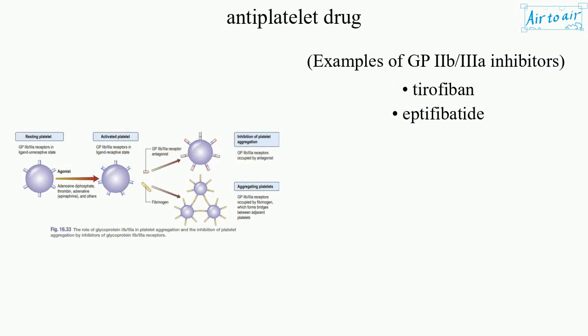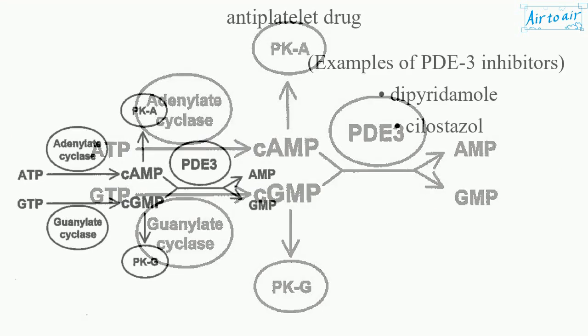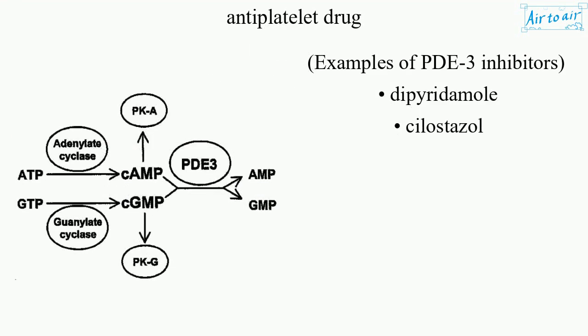Examples of GPIIB, IIIA inhibitors. Tirofiban, eptifibatide. Examples of PDE3 inhibitors. Dipyridamole, cilostazol.